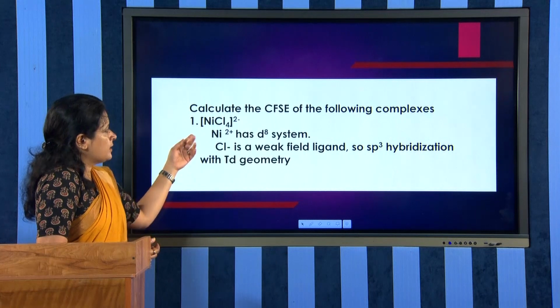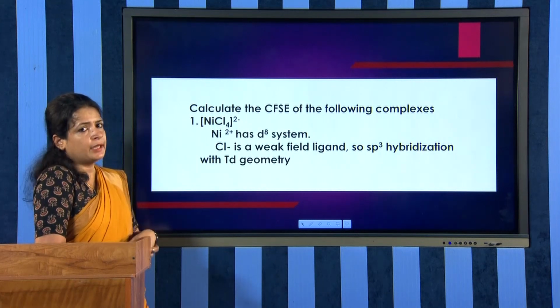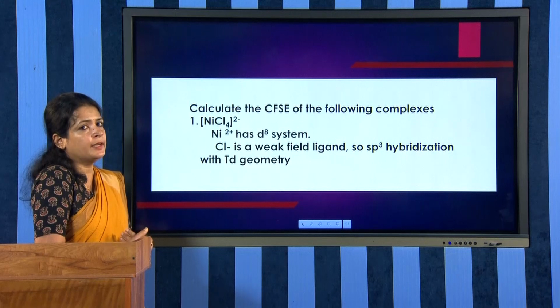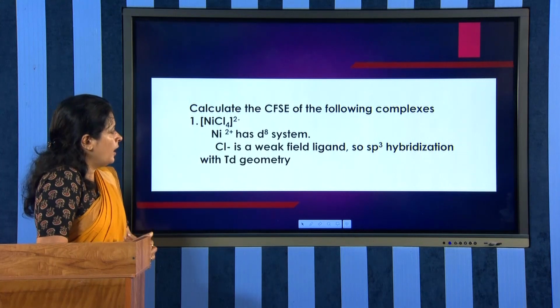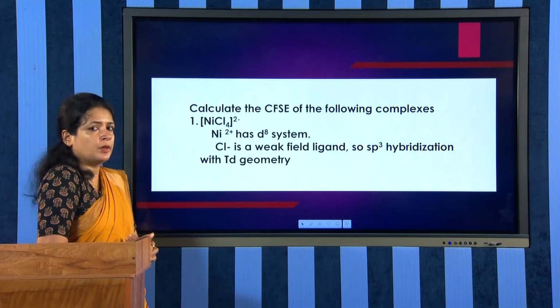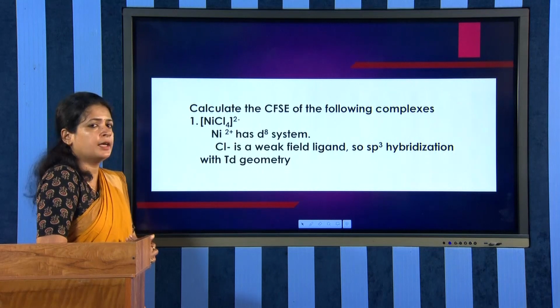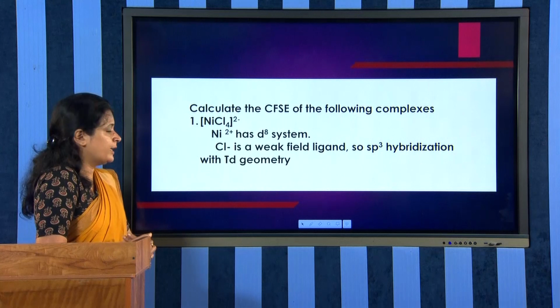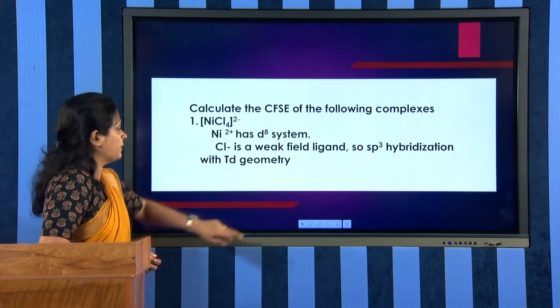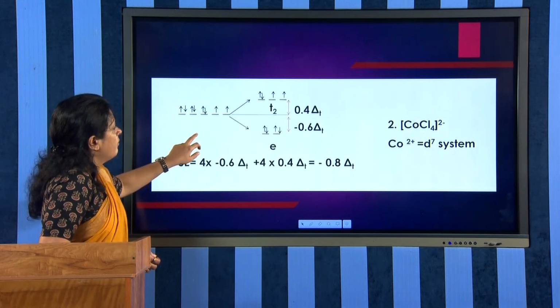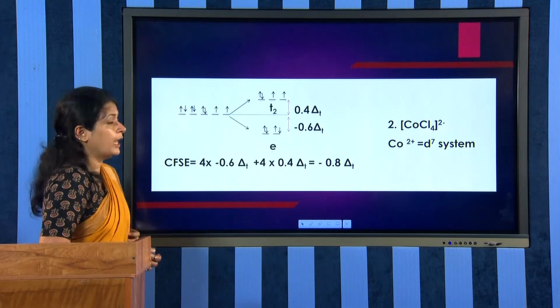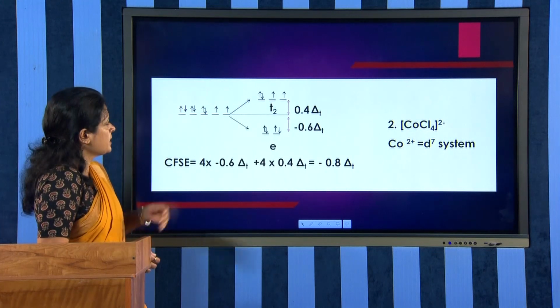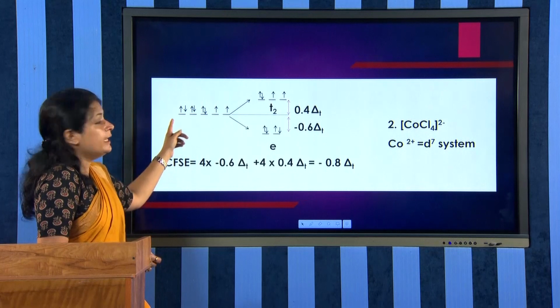And this chloride, Cl-, is a weak field ligand, and we have already discussed what weak field and strong field ligands are. Since Cl- is a weak field ligand, we have the hybridization of nickel as sp3 hybridization, that is, it has a tetrahedral geometry. And while we are calculating the CFSE of this complex, you have the nickel d8 system.